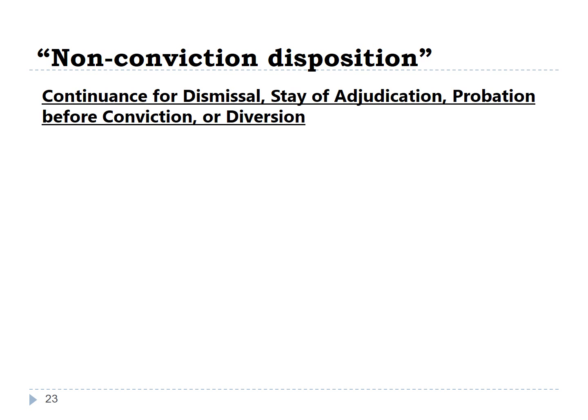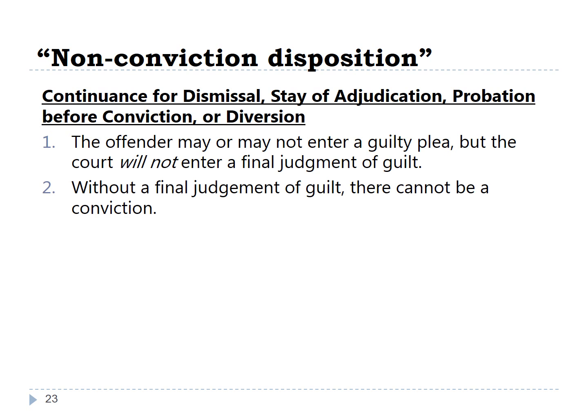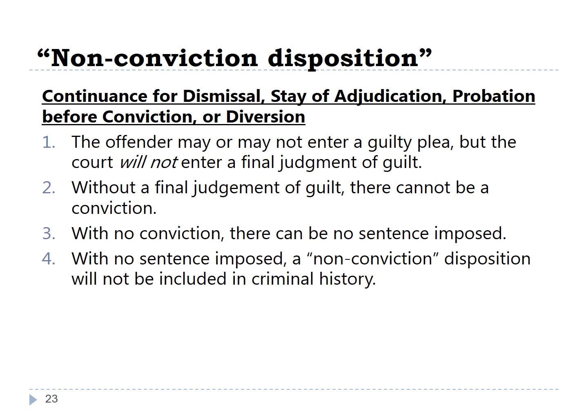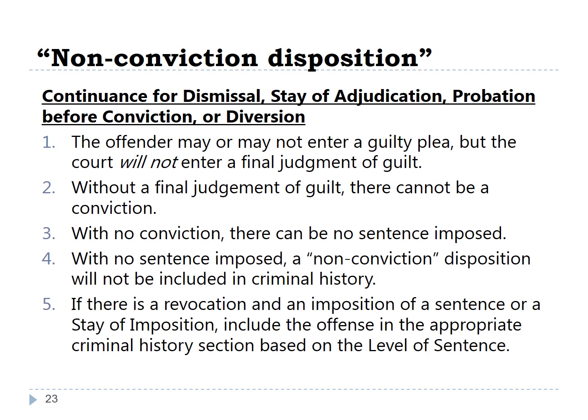One of the main elements of a stay of imposition, stay of execution, or executed sentence is that there will be a finding on the record that the defendant committed the offense. This makes the imposition, whether it's stayed or not, possible because there is a conviction.